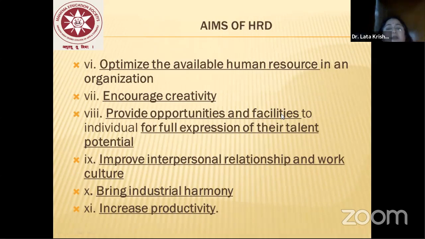Now, aims of HRD: optimize the available human resource in an organization. When we say optimize, it means to make the best possible use of the available human resource. You can never say that the people working in my company are no good. Human beings can be developed. Human beings have a potential, and it is very important for the human resource manager to make the best possible use of this resource called human resource. This is what we call optimizing the available resource. You must not overutilize them. You must not underutilize them. You have to have optimum utilization of human resource.